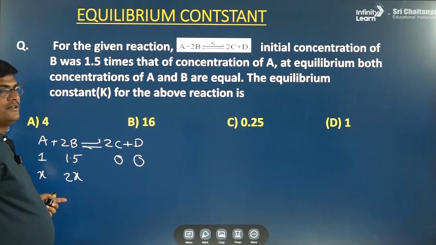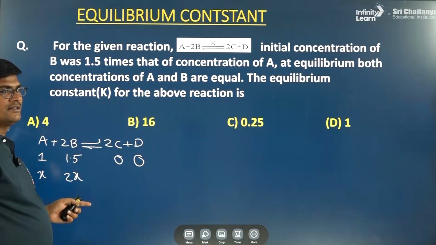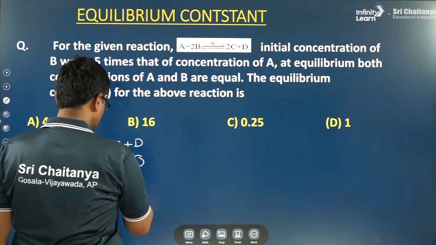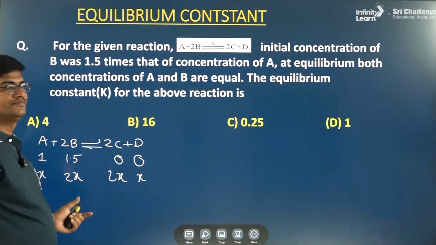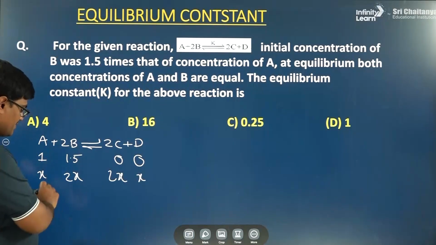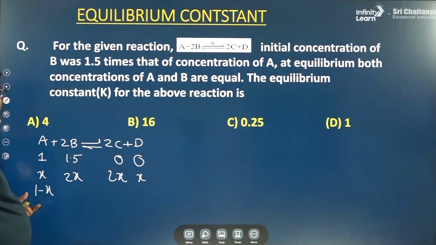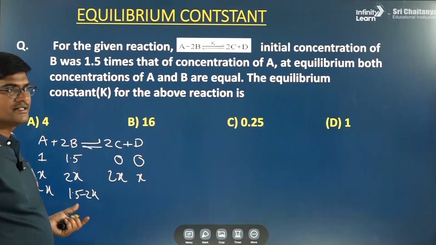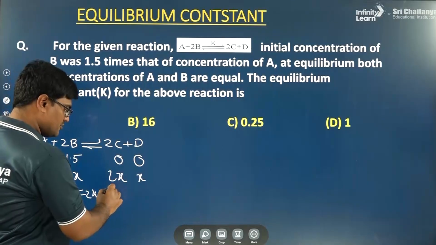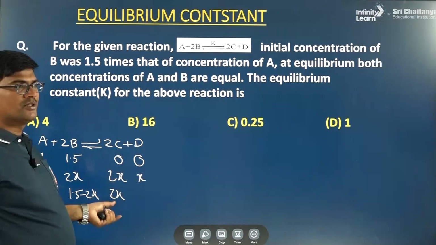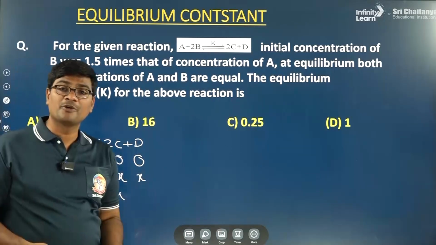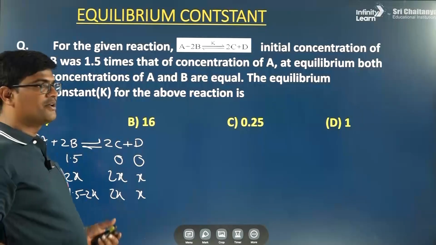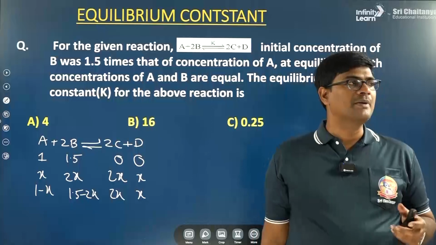So 1 mole of A react with 2 moles of B, X moles of A react with 2X moles of B. Then it produces 2X moles of C and then X moles of D. I hope we are clear with this. Now what is remaining at equilibrium? 1 minus X of A and then 1.5 minus 2X of B, because here reactants react, therefore we need to subtract, and then 2X of C, because 0 plus 2X is 2X only. Why is our plus? Because the products are produced, therefore we need to add plus there, and then 0 plus X, that is X. So that means we have got the equilibrium concentrations of A, B and C, D.